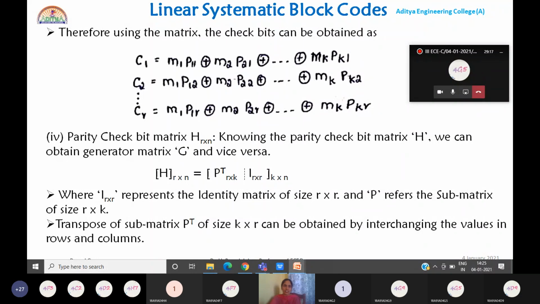Okay, and the fourth matrix that you should know is the parity check bit matrix H of size R by N. Here the parity check bit matrix and the generator matrix are interchangeable. Knowing H you can obtain the generator matrix, and knowing the generator matrix you can obtain the parity check bit matrix of size R by N. Please remember, the generator matrix is of size k by N, where k is the number of message bits and N is the code word length. And the parity check bit matrix is of size R by N, where R is the number of check bits and N is the code word length.